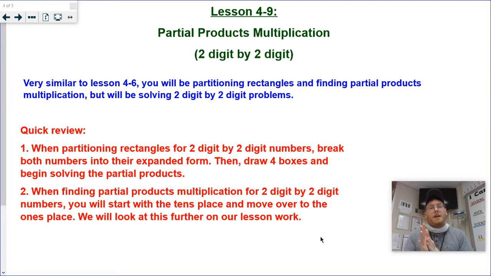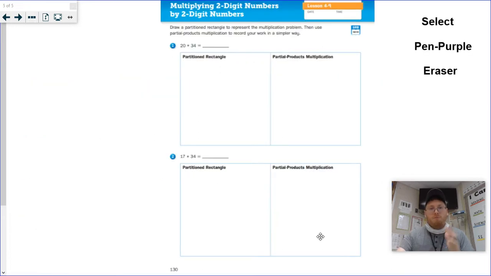Then, when we're finding partial products with two-digit by two-digit, we're going to start in the tens place and move over to the ones place. I'll show you how this works step by step when we start working on our worksheet, which is right now. On this page, which should be page 130 in your workbook, we're going to do numbers 1 and 2 together.